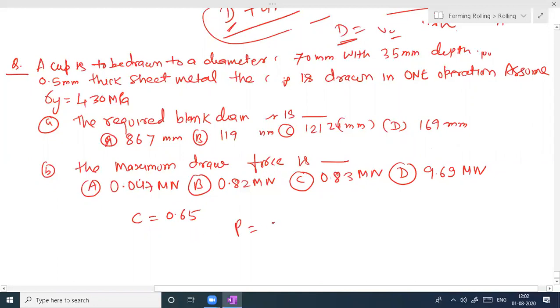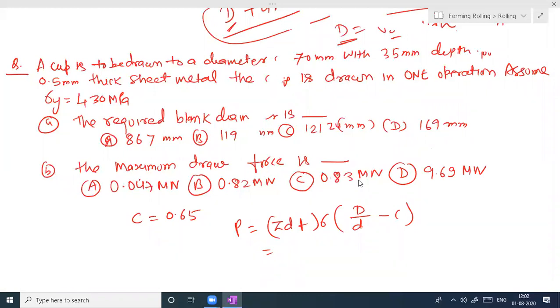So P is equal to pi d t sigma, capital D by small d minus C. What is the answer? Option C, 121.4. What about the force? Okay. Force. What is the force value?